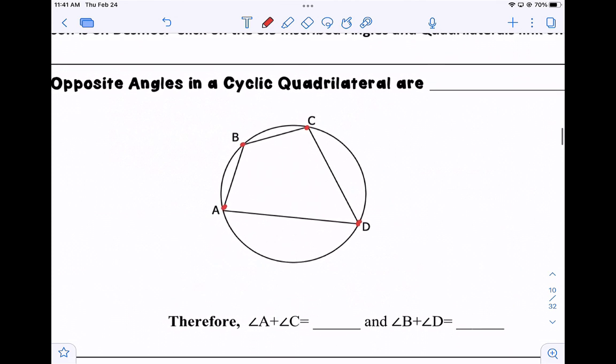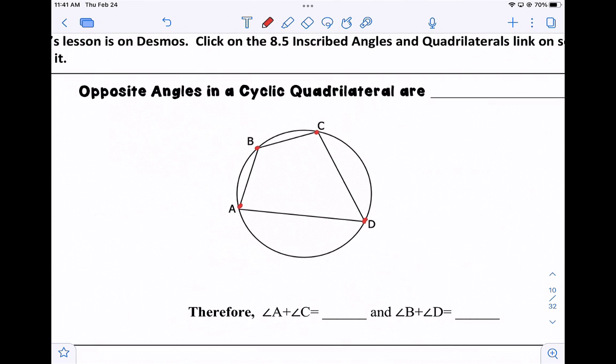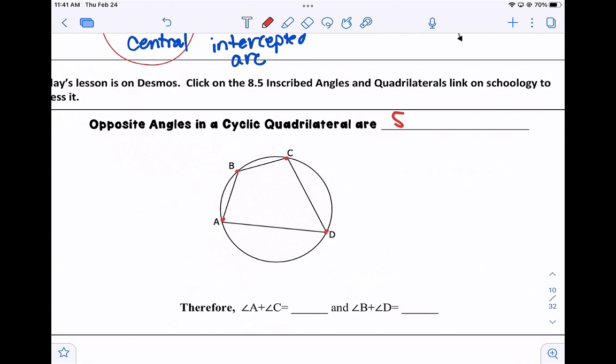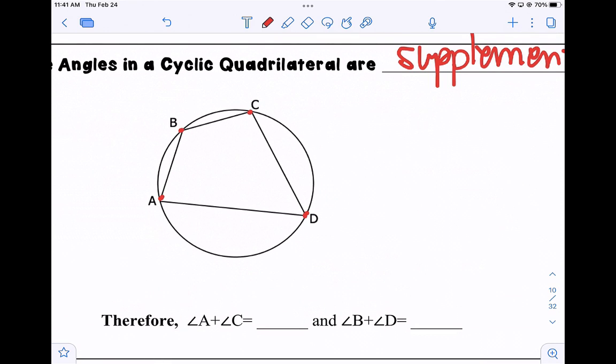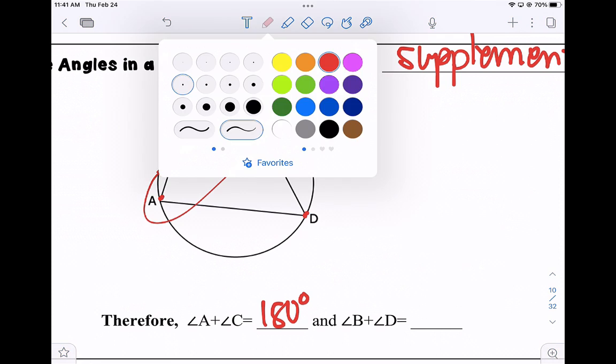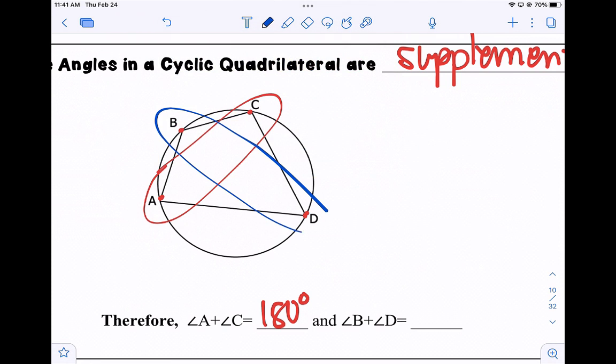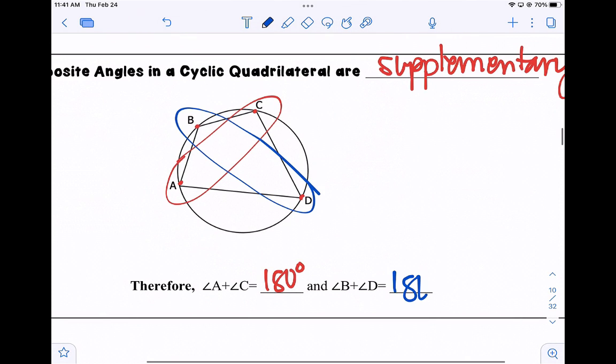Okay, so the main idea right here: the opposite angles in a cyclic quadrilateral are supplementary. And it goes over why they're supplementary. What that means is angles A and C are opposite angles, so they add to 180, and angles B and D are opposite. They would also add to 180.